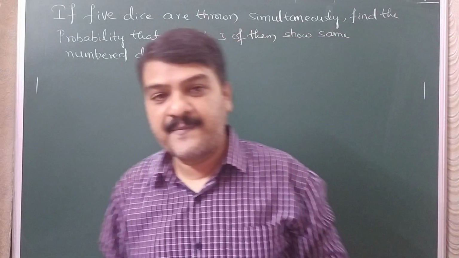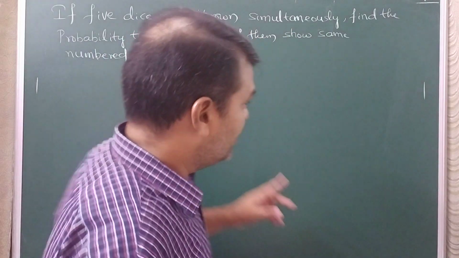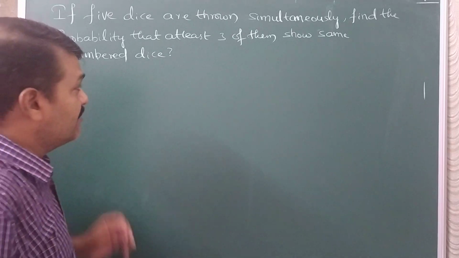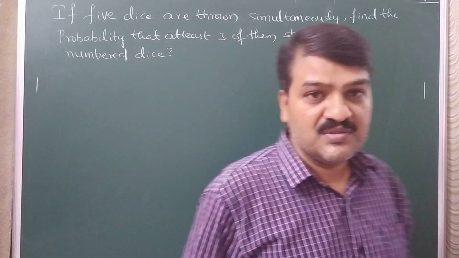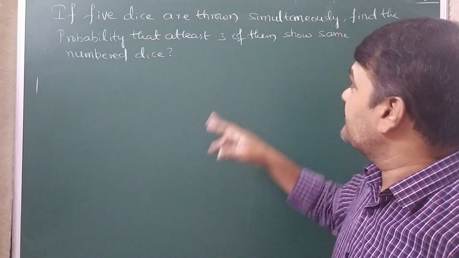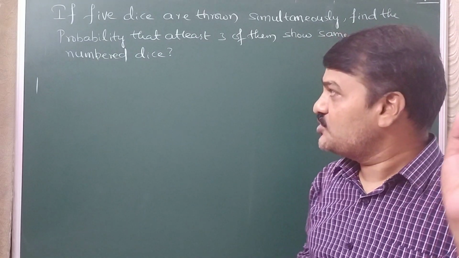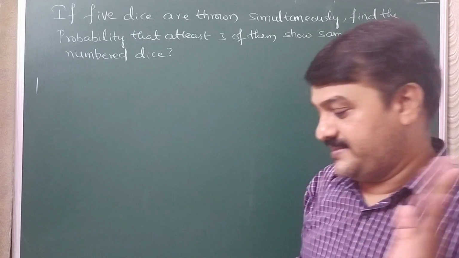Okay, hi students. So today I am going to explain the solution of this problem. So what is the problem here? If 5 dice are thrown simultaneously, find the probability that at least 3 of them show the same numbered dice.